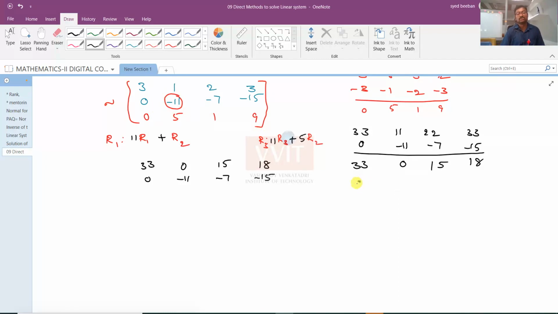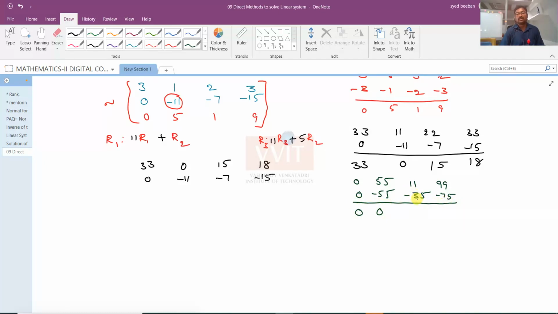So 0, let me change the color to get clarity. Third row is 0, 5, 1, 9. So I need to multiply with 11: 0, 55, 11, 99. 5 R2, multiplying the second row with 5: 0, negative 55, minus 35, negative 75. So this is already 0, this is already 0.